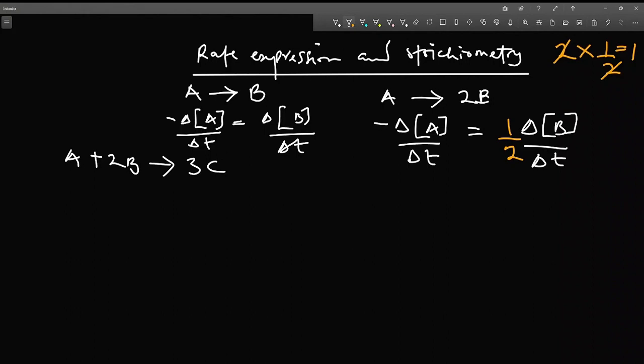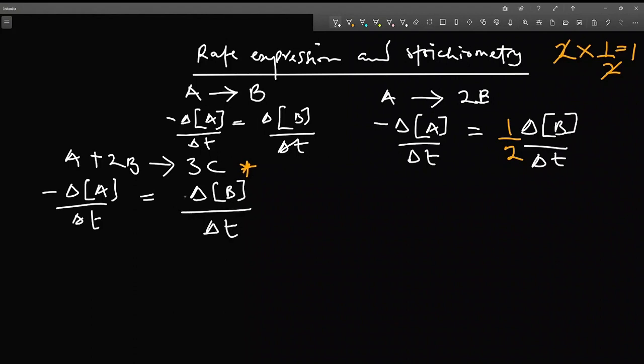Let us look at this other equation here. We have A plus 2B to give 3C. Again, what will be the rate expression? It should give us minus change in conc of A over change in T, right? Equals change in conc of B over change in T. But of course, there'll be a minus sign because the conc of B will also reduce as the conc of A reduces. And this is also going to be equal to change in conc of C over change in T.